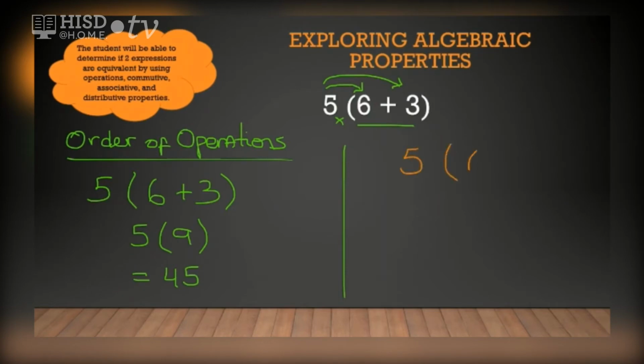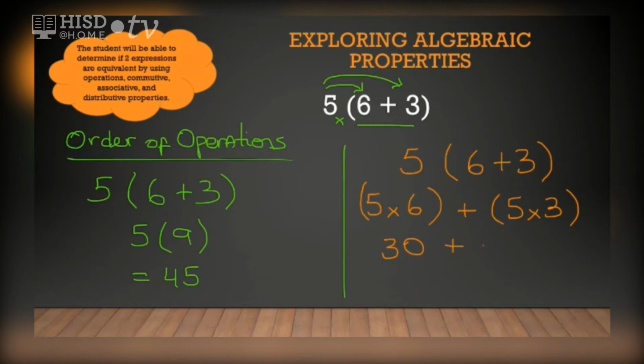I'm going to have the same expression, but now I am going to start by multiplying 5 times 6 plus 5 times 3. Well, I know that 5 times 6 is going to equal 30, plus 5 times 3 is going to equal 15, and that means that my final result is going to be 45. So this shows you that we can use the distributive property of multiplication over addition, and it's going to give us the same result.